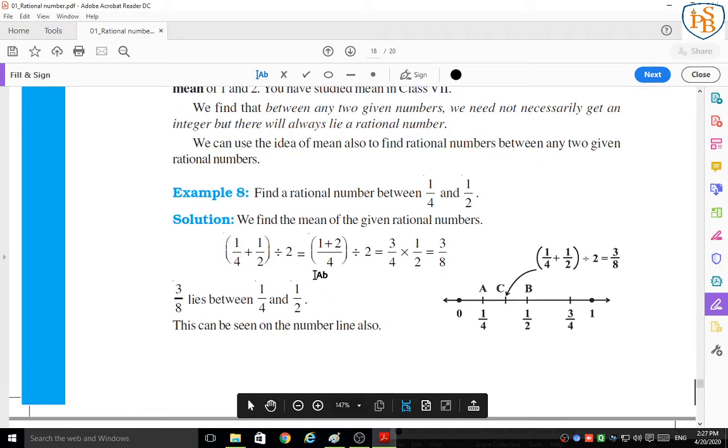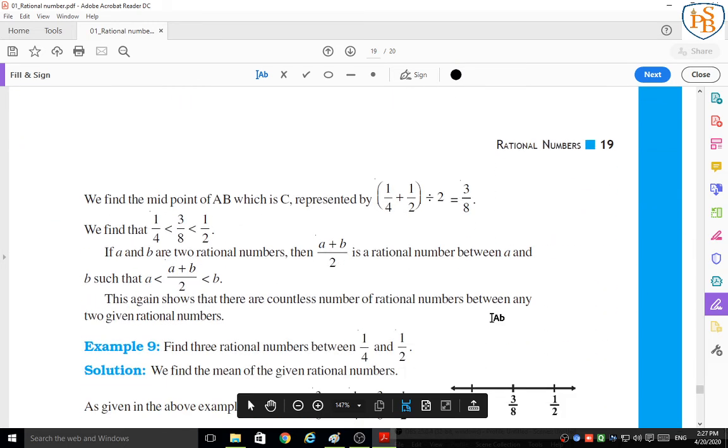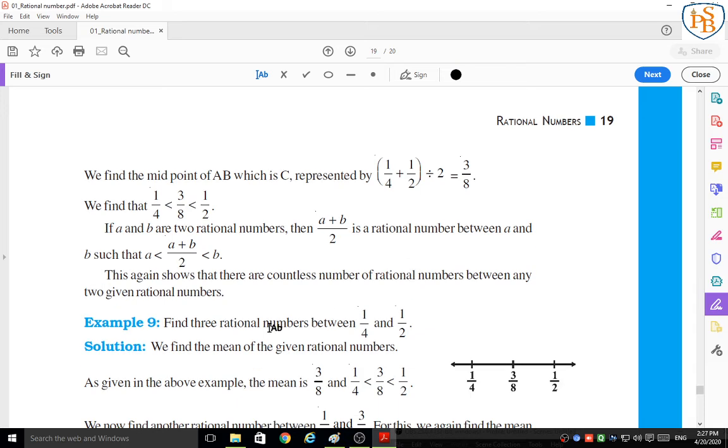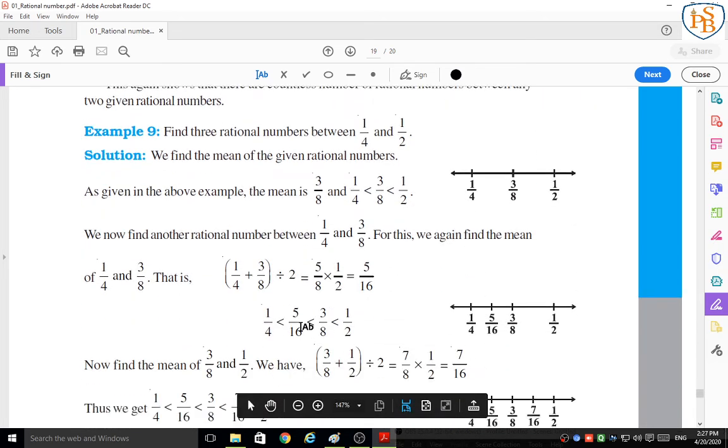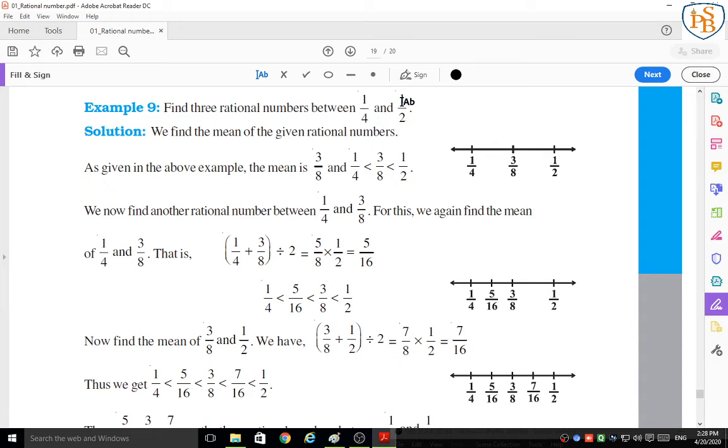By dividing by 2, we can find exactly the middle point, or the exact middle number, of the number line. In the same way, we can find countless rational numbers between any two given rational numbers. Look at here carefully. We find three rational numbers between 1 upon 4 and 1 upon 2.